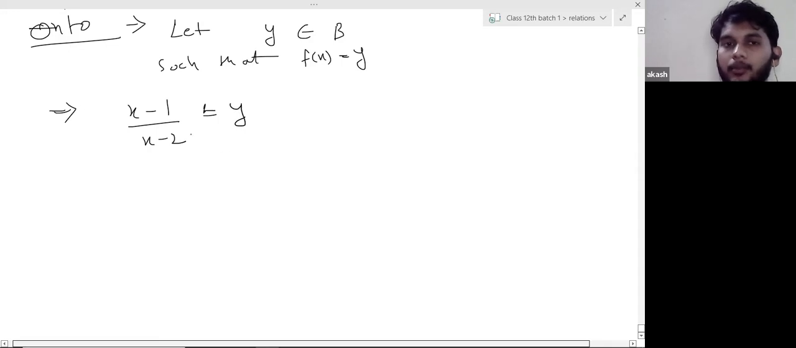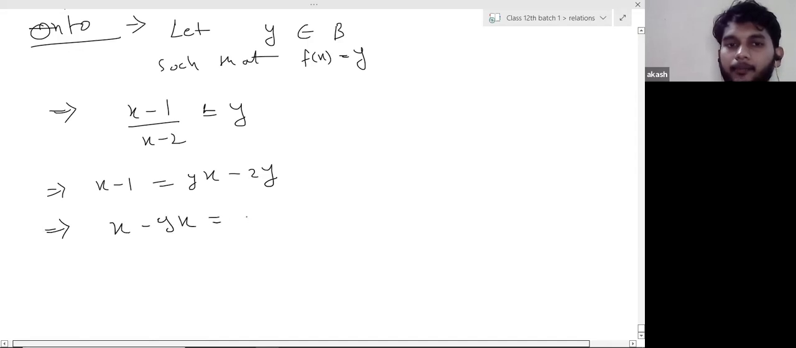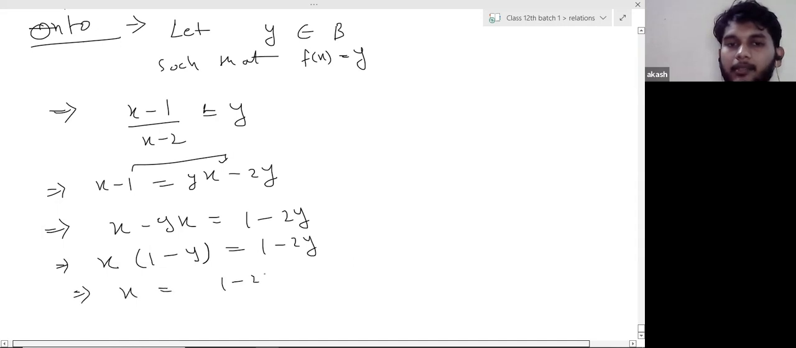Now our goal is to write x in terms of y. So how can we do that? Cross multiplying again, x minus 1 is equal to yx minus 2y. Let's bring all the x together, so x minus yx is equal to 1 minus 2y. Let's take x common, so x times 1 minus y is equal to 1 minus 2y. So this implies that x is equal to 1 minus 2y upon 1 minus y.